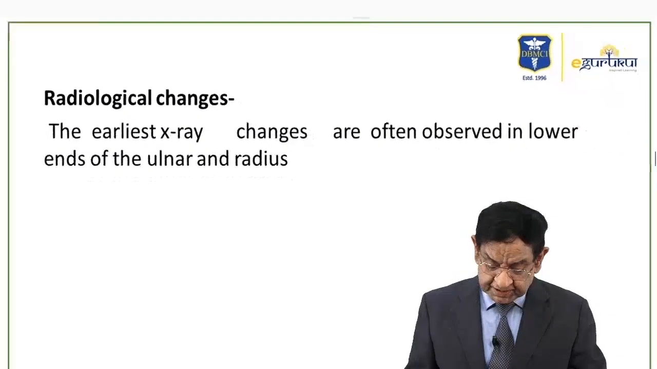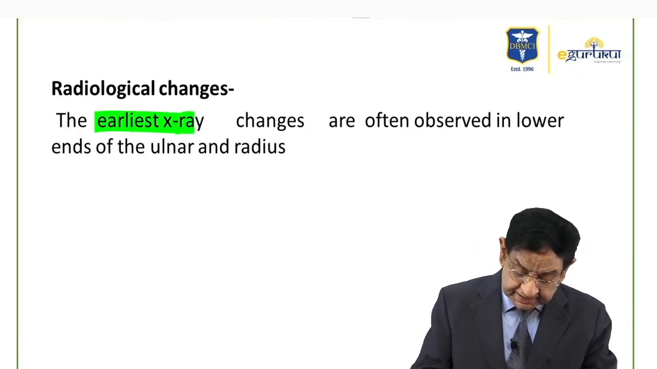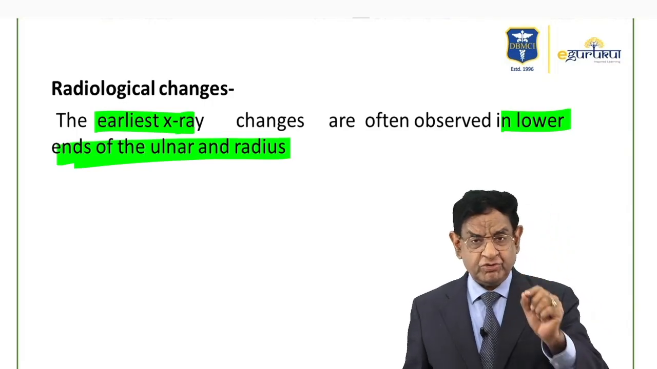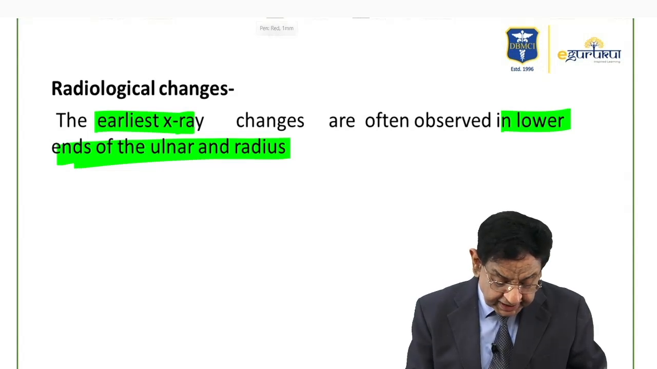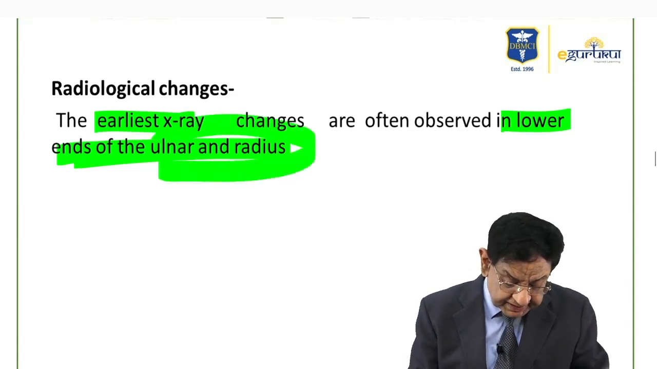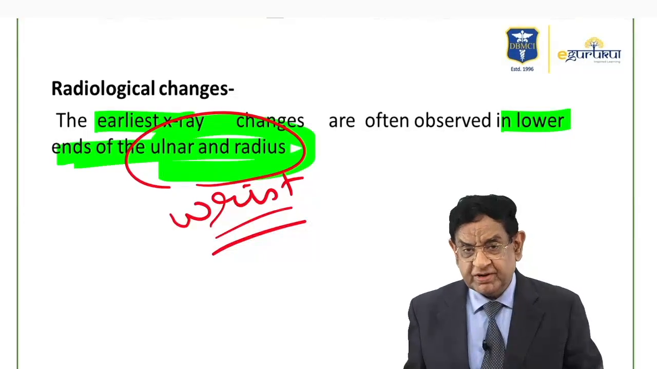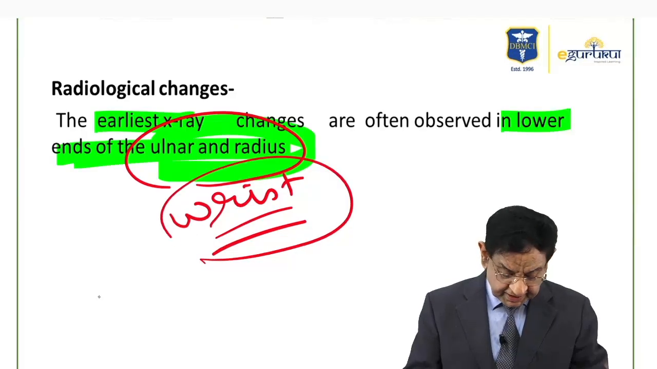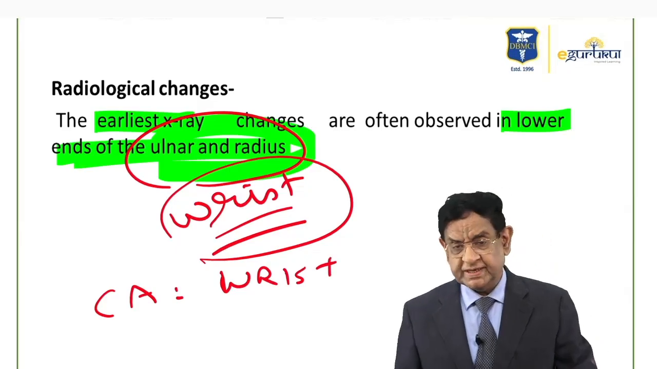Now, what is the radiological picture that we can see? First and very commonly asked question: the earliest X-ray abnormality is in the lower end of ulna and radius. Cannot afford to forget this line. We can say it this way also: earliest abnormality is in the wrist joint. The other way around, if you have to advise radiology, what will you say? X-ray of the wrist joint is the first to be done in these patients.